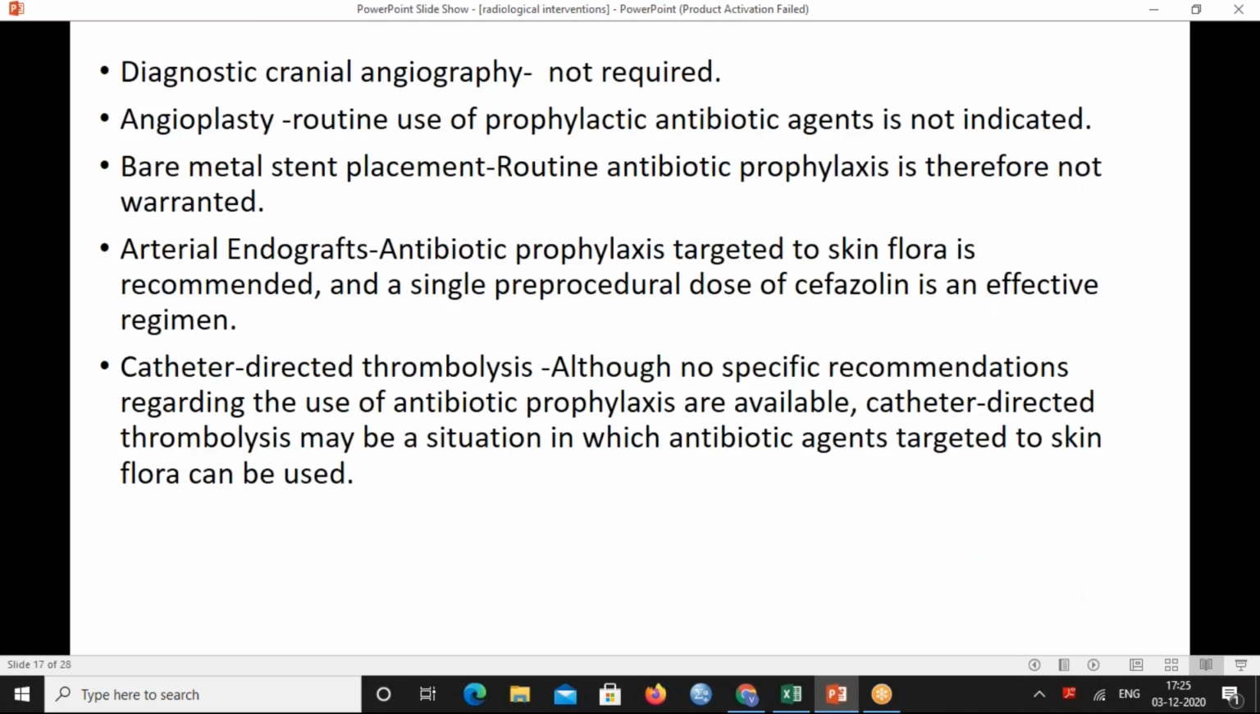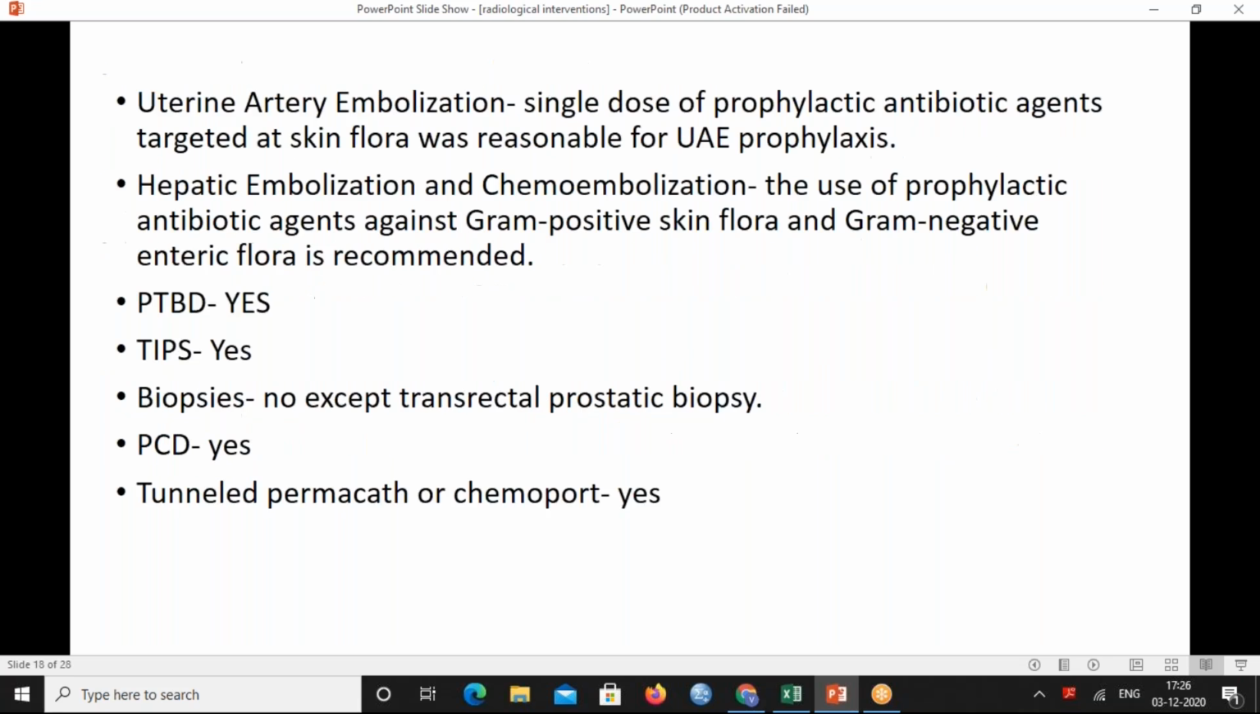Like for diagnostic cranial angiography, prophylactic antibiotic is not required. For angioplasty and bare metal stent placement, no prophylactic antibiotic is required. But for the endograft, for the arterial graft procedures, they have recommended a single dose of prophylactic antibiotic. For catheter-directed thrombolysis, again there is no specific recommendation, but a single dose of antibiotic should be given. This should be targeted to the skin flora. For uterine artery embolization, single dose.